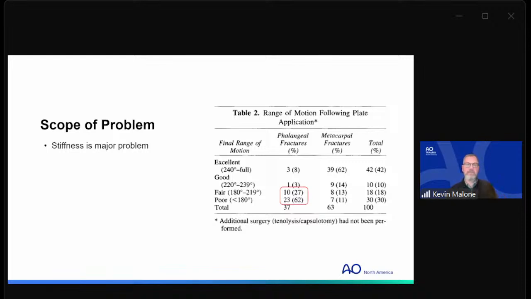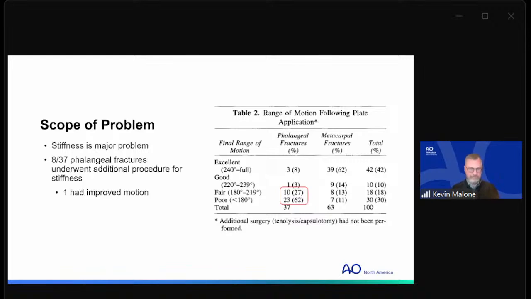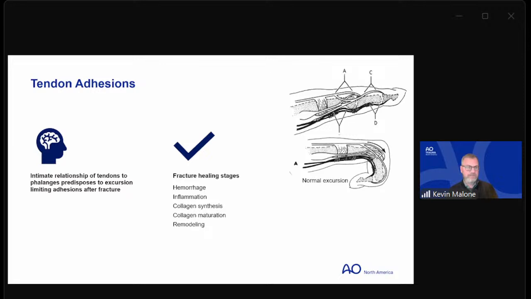Stiffness is a major problem. And you can see in this study of 37 patients with phalangeal fractures, the high percentage of patients that had fair to poor outcomes with regards to range of motion. 8 of these patients underwent additional procedures for stiffness. And in this study, only 1 had improvement in their range of motion. These are not benign injuries.